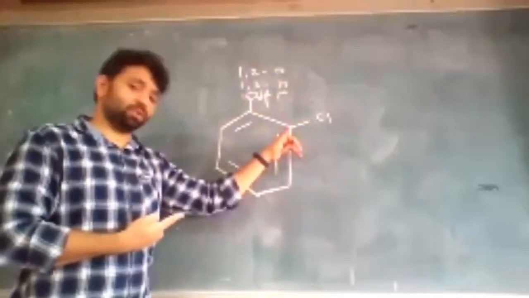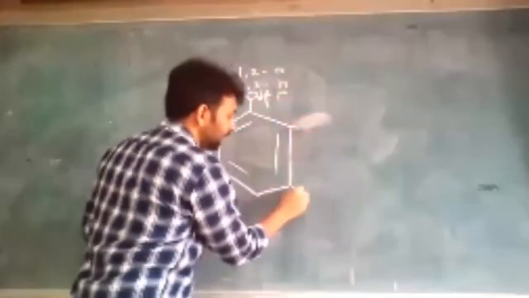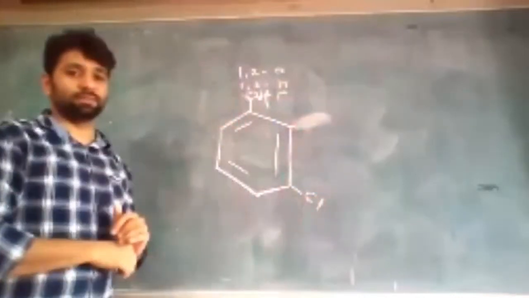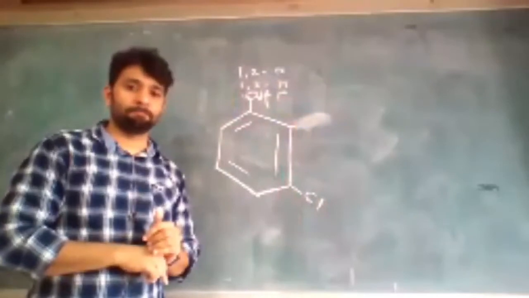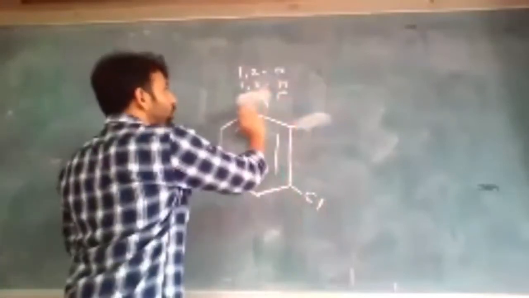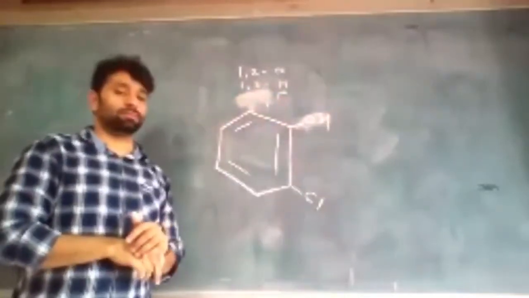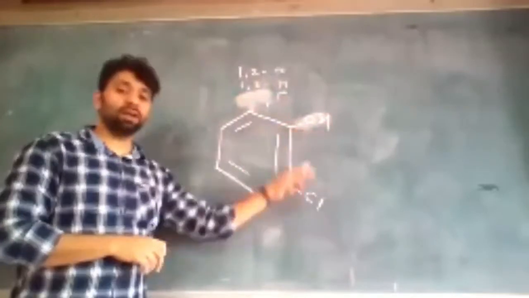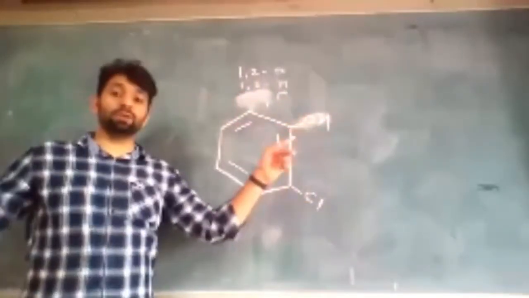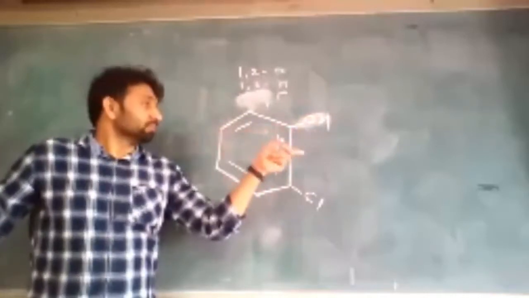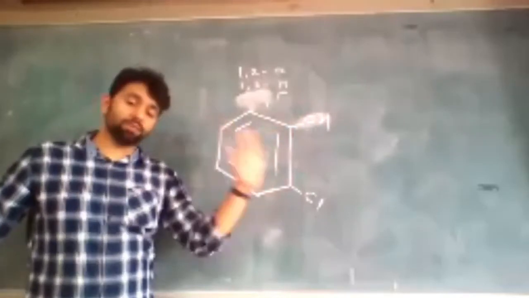Ortho position. Very good. If Cl is present at this position, then meta. Yes, very good. If OH is present here, then ortho. Then both are ortho to each other, 1 and 2. Everybody should be aware about ortho, meta, para position. That is very important.